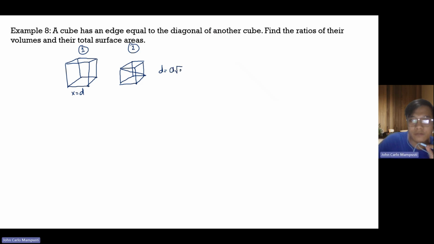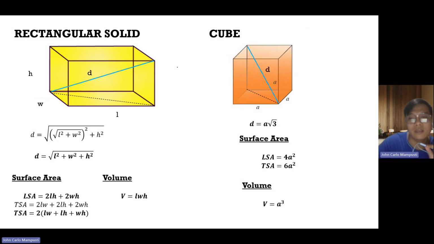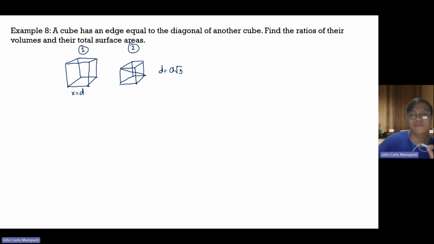A square root of 3. Tingnan natin kung tama tayo. Okay. Diagonal is equal to A square root of 3.